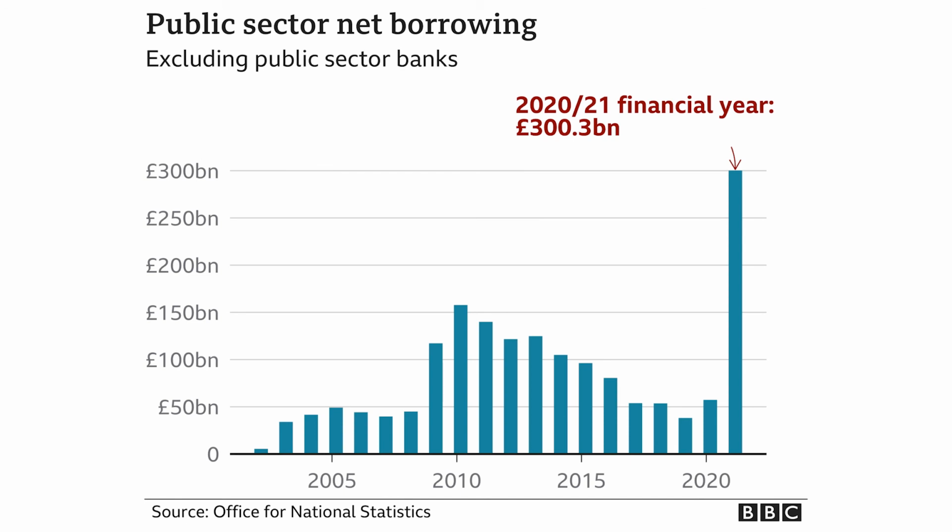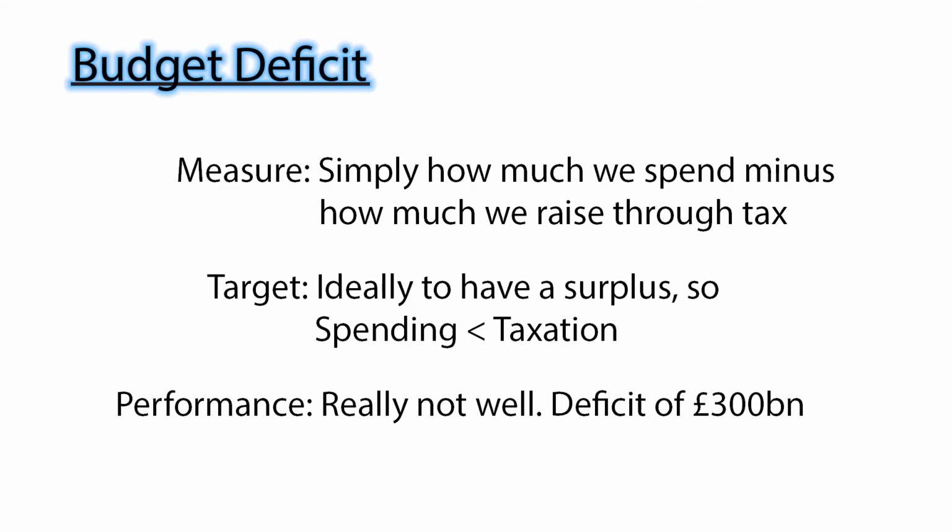And so we're not doing too well in the UK. It doesn't make for good reading. We borrowed £300 billion in the 2020-21 financial year, which is actually about the same as what we borrowed in the previous 5 years combined. So yeah, we're not doing too great there.